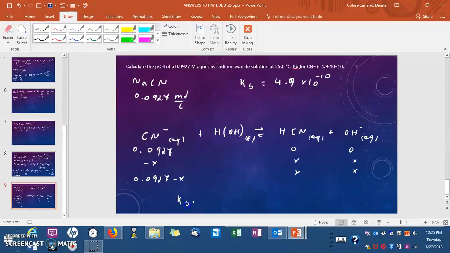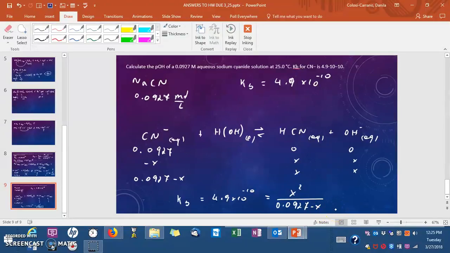Kb is 4.9 times 10 to the negative 10, and this is equal to X squared divided by 0.0927 minus X. Again, at the beginning, you can try to disregard the X. If it is a multiple choice and you don't have it, the only difference is that the base probably dissociates more than you expected, but the constant is 10 to the negative 10, so I think you could disregard this X.